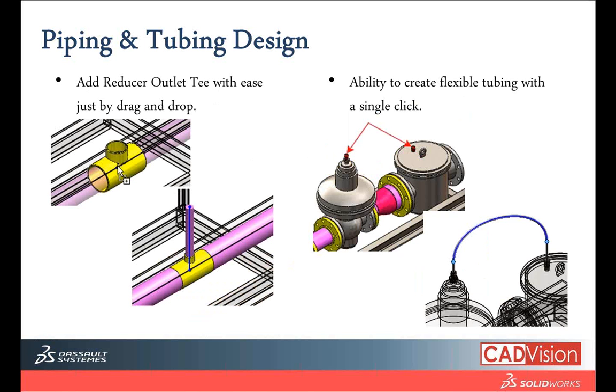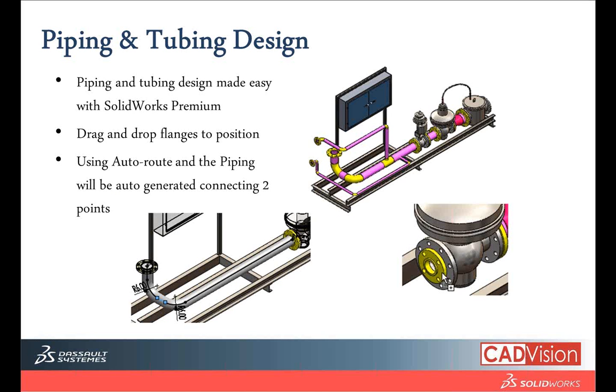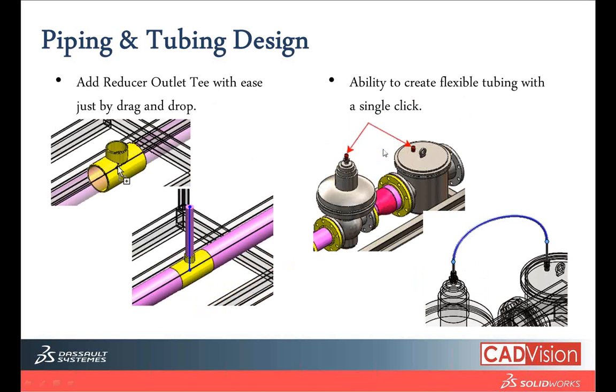So let's say I would like to add reducers, additional components into my piping tubing. Again, all you need to do is drag the components readily from the routing design libraries and drop them into the pipes. For clear pictures, we are adding T's here in these positions. So a pipe will come out again. Again, you can use auto routes to join 2 points together, and a pipe, a tube will be created automatically.